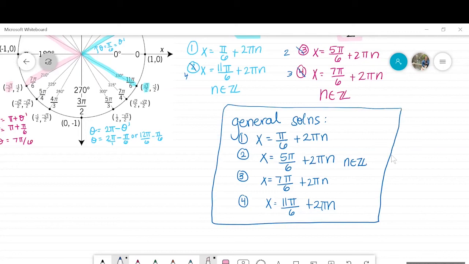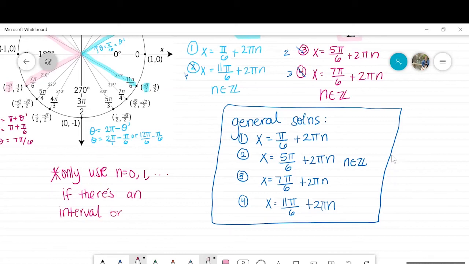We don't need to break this down using n is 0, n is 1, because these are general solutions, right? If you remember, we only use n equal to 0, 1, and so on if there's an interval or inequality. Okay, so this here is your final answer. All right, see you for the next question.